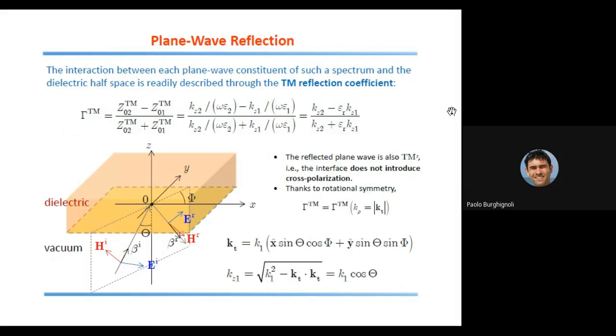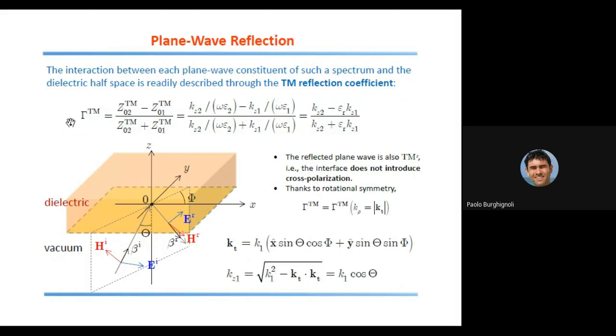Okay. Note that the reflected plane wave, as well as the transmitted plane wave, everything here is transverse magnetic, so TM. That is because, as we know by elementary electromagnetics, incidence upon a planar interface with isotropic media does not introduce cross-polarization. So if we have an incident TM plane wave, we have scattered, that is reflected and refracted, TM plane waves. But there is even more.